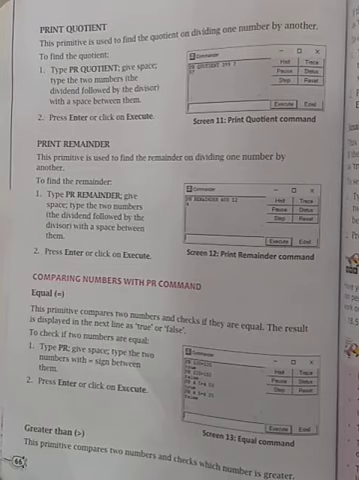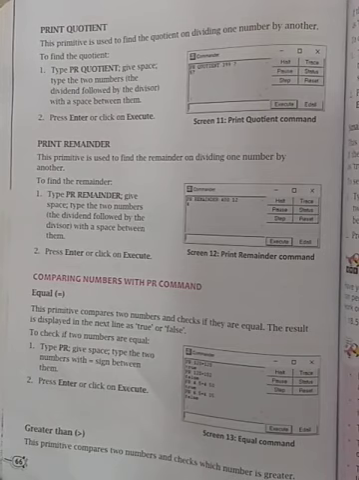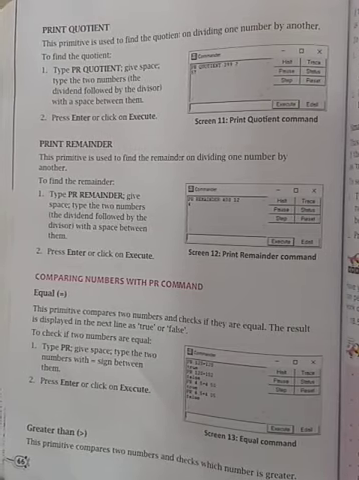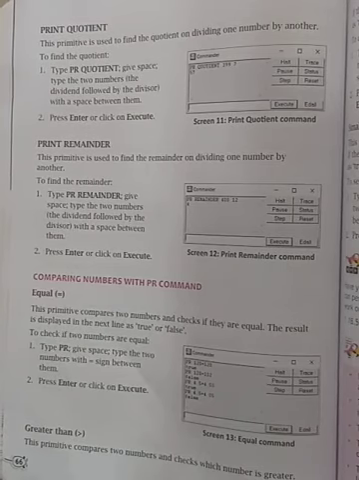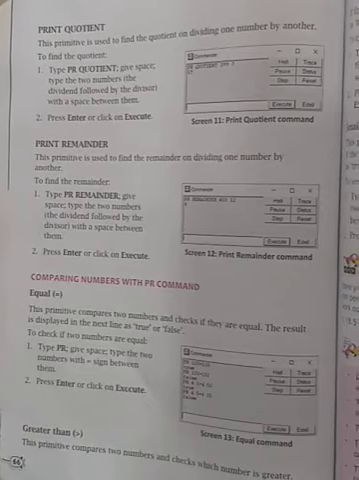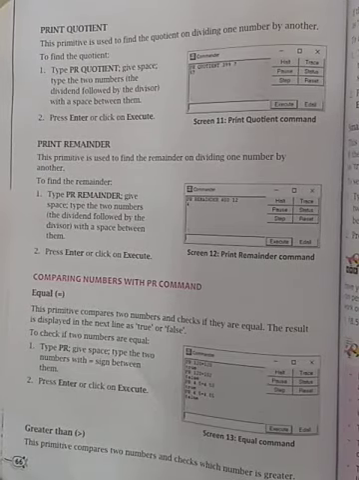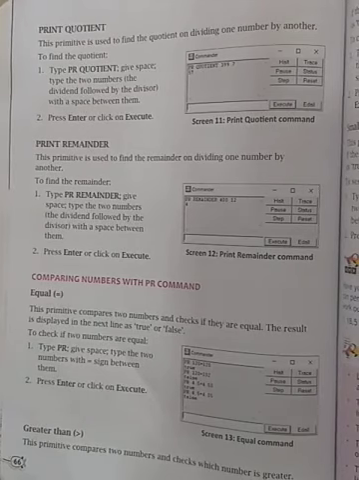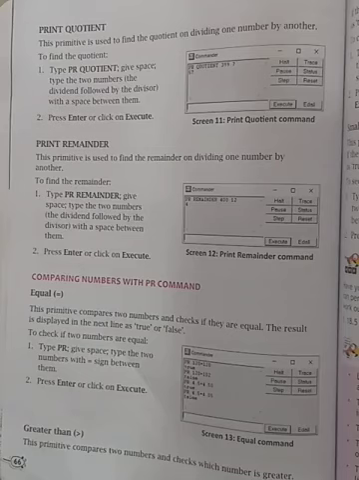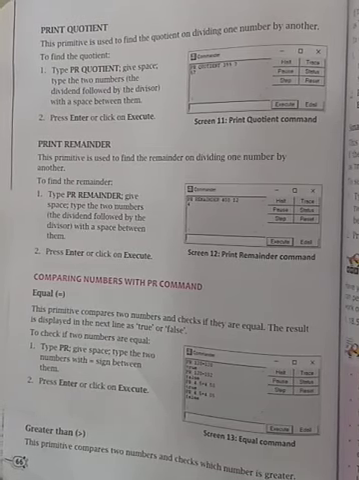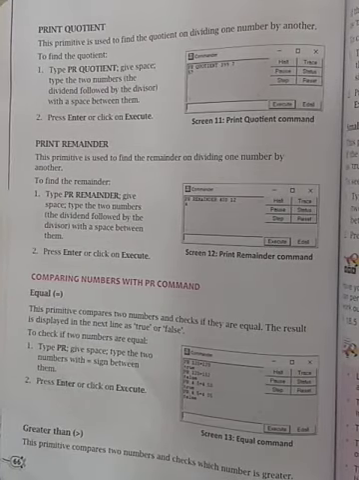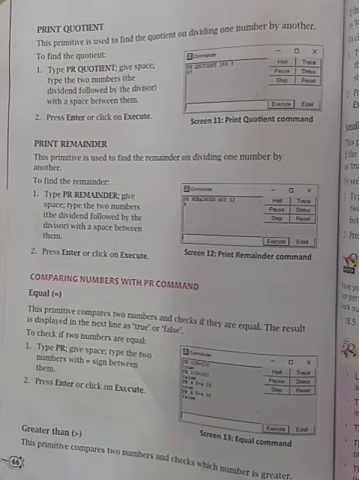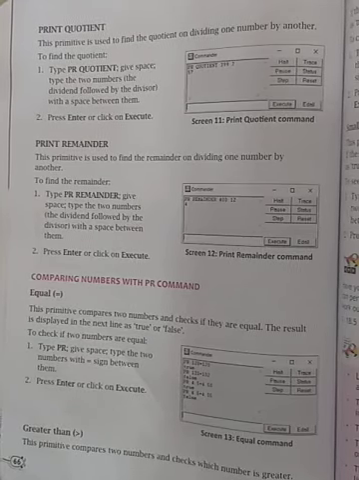Now let's talk about the comparison of two numbers using the PR command. As shown on page number 66, first of all let's start with the equal comparison. What will it help us with? It will show us whether the given two numbers are equal or not. To compare two numbers, simply write PR, then after the numbers. For example, 120 equal to 120.